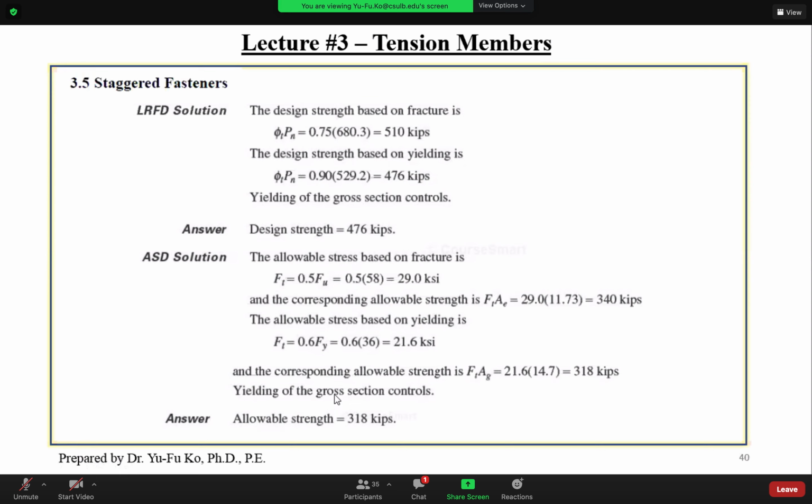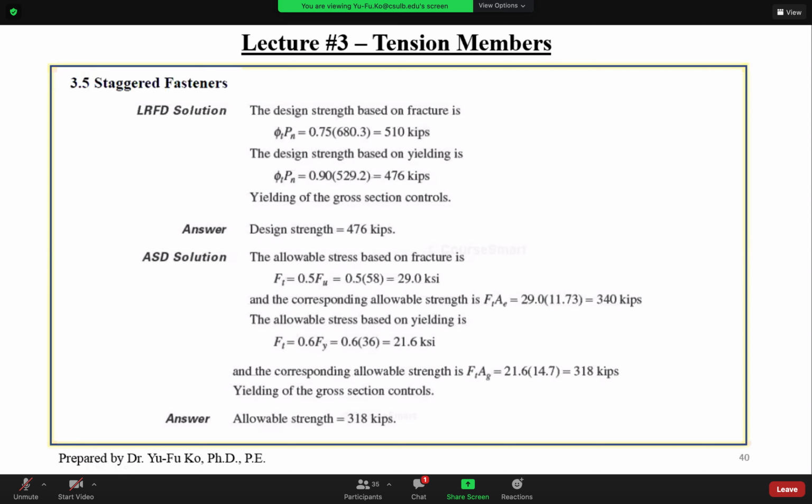So the yielding, again, will control based on ASD. So allowable strength is 318 kips if you use the ASD approach. Any questions for this example?